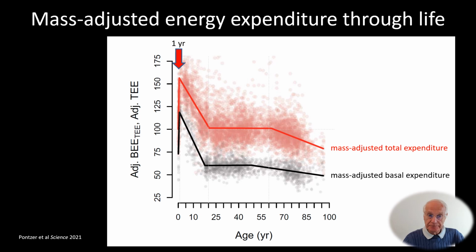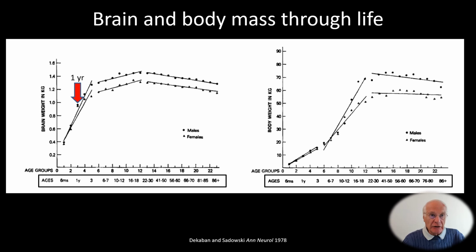The first year of life is also the time of the largest increase in the brain. The brain of a one-year-old child weighs about 1 kilogram. That is 70% of the adult brain. By comparison, the body at 1 year weighs only about 15% of the adult.